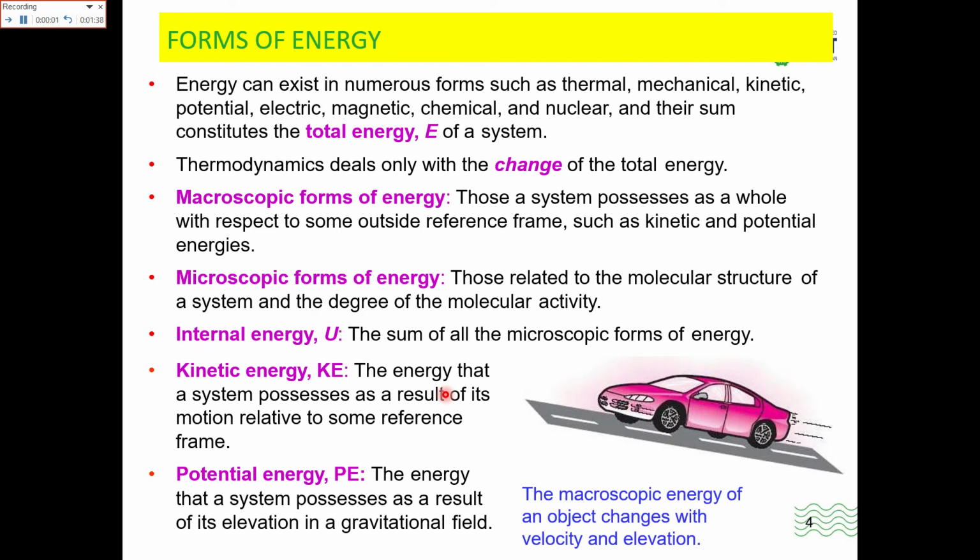Now the forms of the energy. Energy can exist in numerous forms such as thermal energy, mechanical energy, kinetic energy, potential energy, and the sum of all these forms of the energy is known as the total energy of the system, and it is denoted by capital E. Thermodynamics deals only with the change of the total energy, how the changes in the total energy are possible.